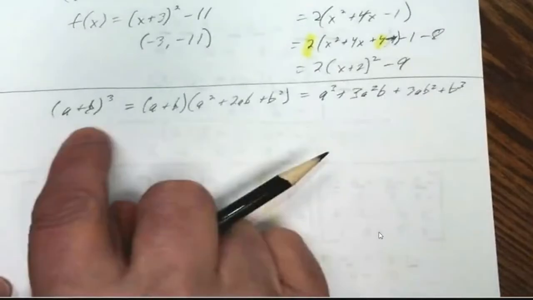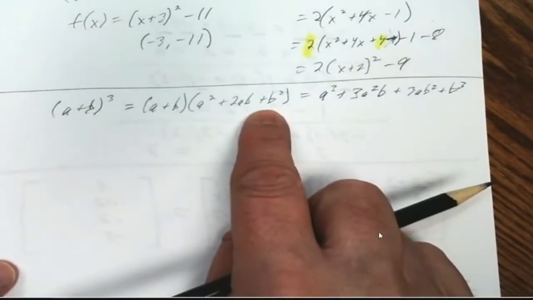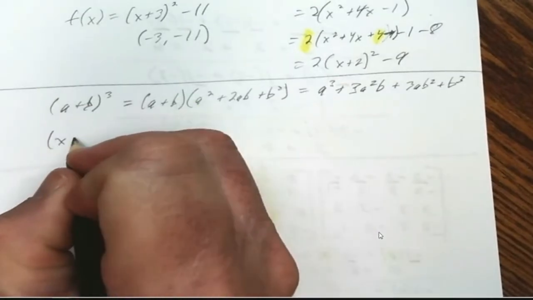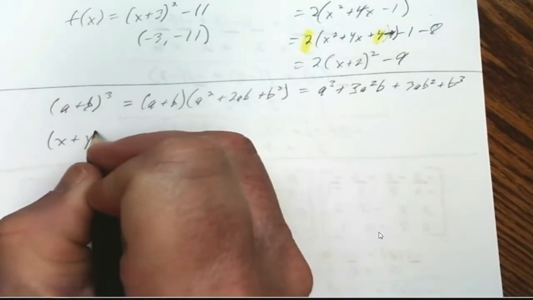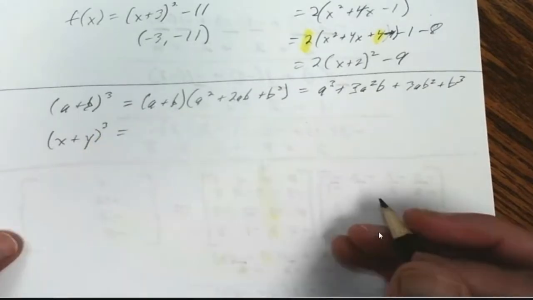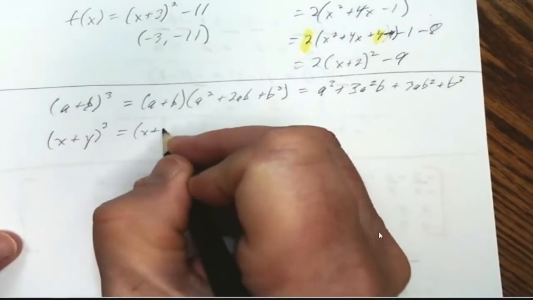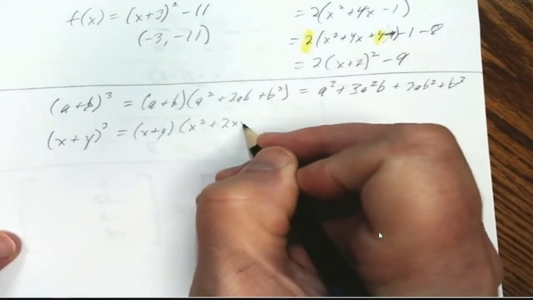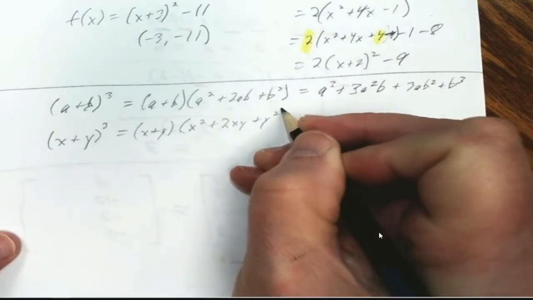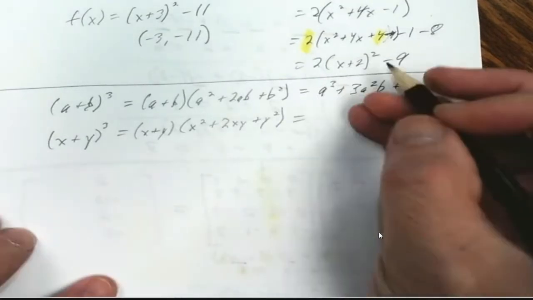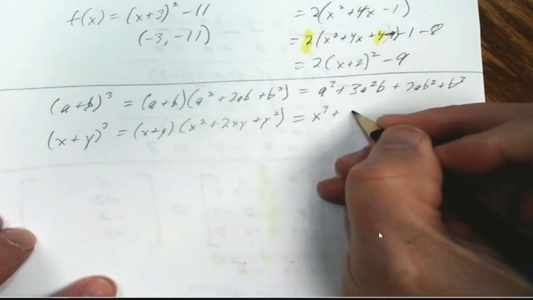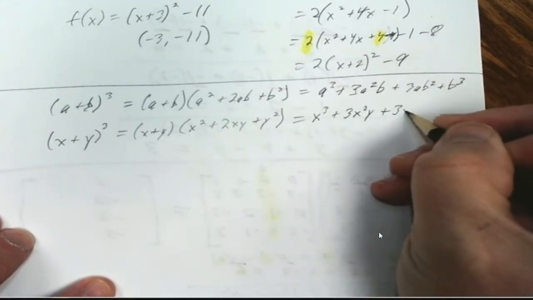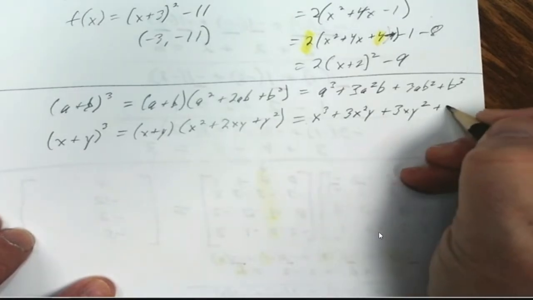So the binomial theorem says we can just multiply these out. And let's put in something for a and b. Let's do x plus y to the third power. What does that equal? Well, that equals x plus y times x squared plus 2xy plus y squared, which equals, this tells us right here, x to the third plus 3x squared y plus 3xy squared plus y to the third.